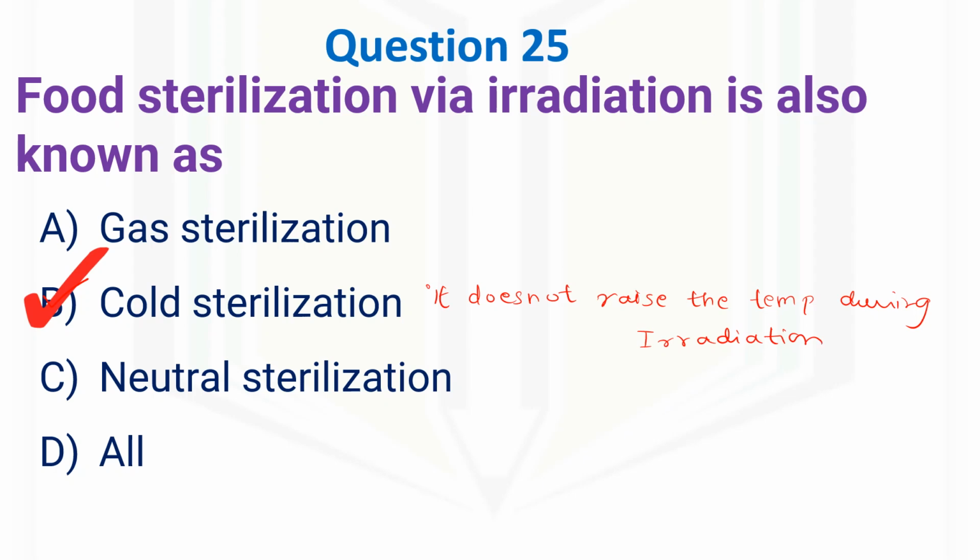It is directly the high energy electron beams or the rays which are passed through a food product, and it doesn't raise the temperature. It will directly pass through the cellular structures of the microbes, and it will kill the microorganisms. It will inhibit the sprouting and ripening. So it is called cold sterilization because it kills most of the microorganisms. So here our correct option is cold sterilization.